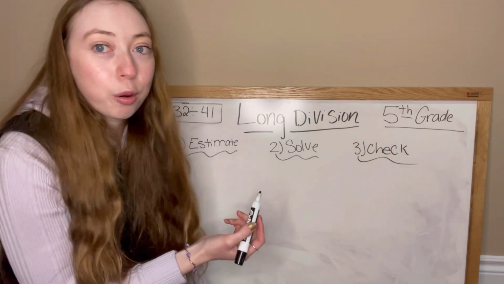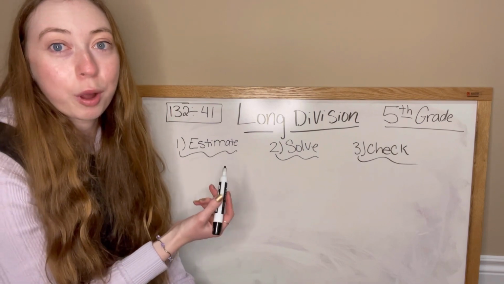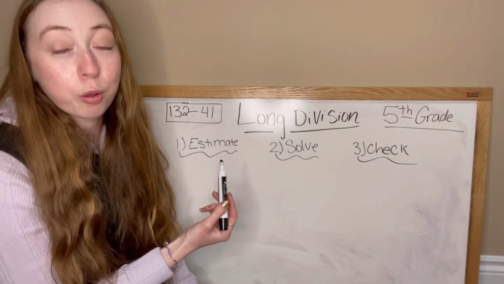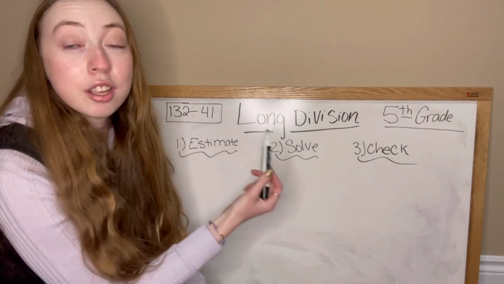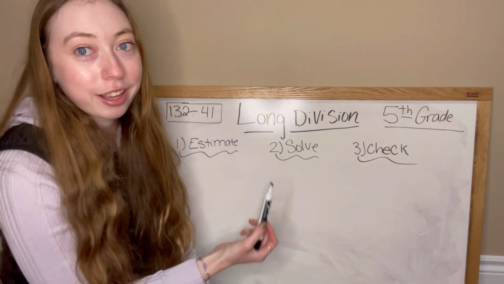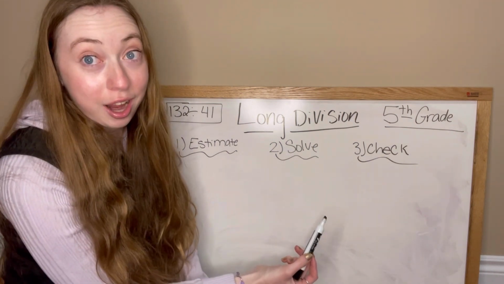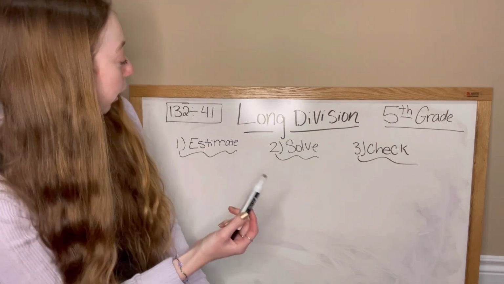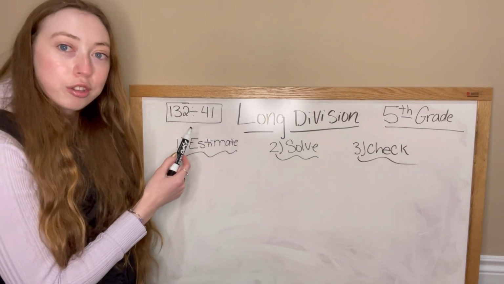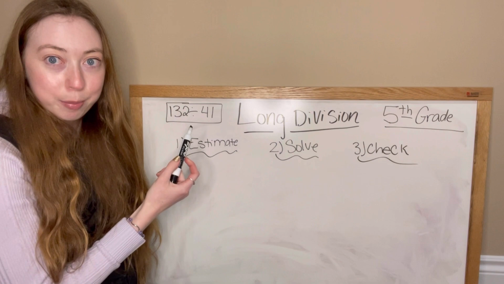So there are 3 steps when doing long division. They should always first estimate, solve, then check. That is the process they should go through every time, and I will show you why in a second. So we're gonna use 132 divided by 41 as our example here.